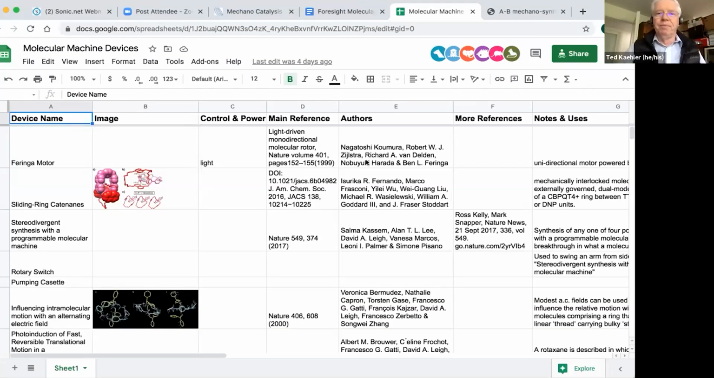Okay, so this is a table of devices. People keep mentioning all these things that were in journal articles that do something or demonstrate some principle, and I wanted to collect them all in one place. Actually, Tom Schroeder suggested that we do this because I think it will have a benefit later. And so we've started on this.